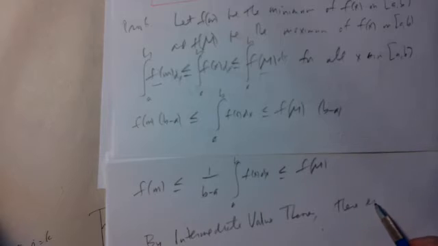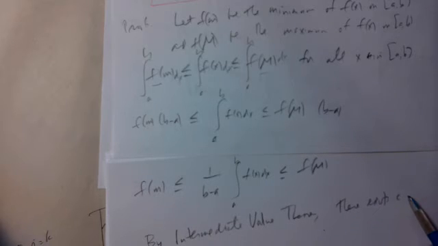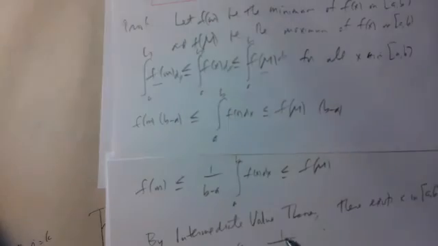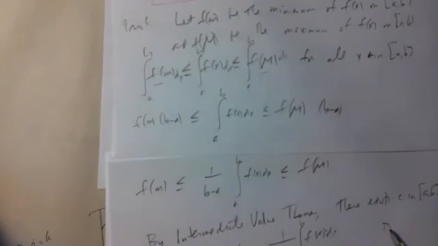And by the intermediate value theorem, there exists a number c in the interval from a to b such that f of c is equal to 1 over b minus a times the integral of f of x dx from a to b. And when you rewrite that, that has proven this mean value theorem.